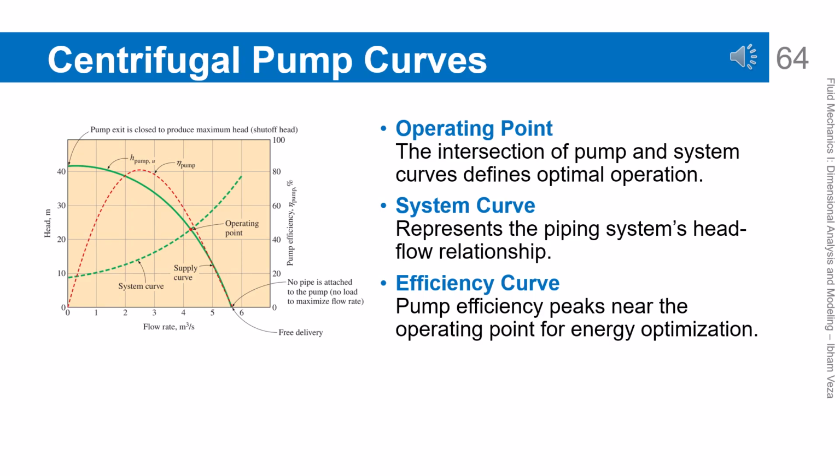The system curve represents the relationship between flow rate and required head. The efficiency curve shows that the pump has a most efficient operating region. Operating far from this point increases energy consumption and wear. Therefore, proper matching between pump and system is very important.